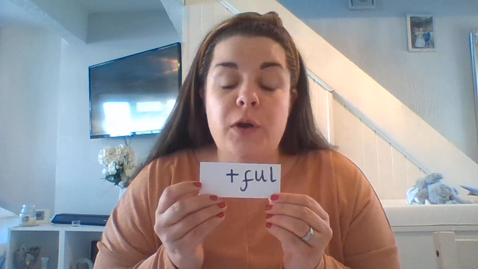When we add the suffix full to a root word, it changes the meaning of the word to mean full of. An example would be colour becomes colourful. This word would mean full of colour. The world is colourful.